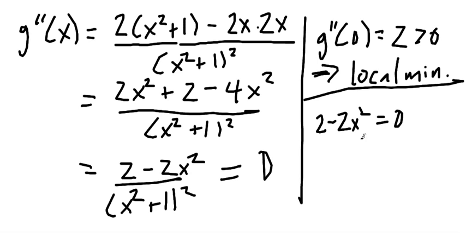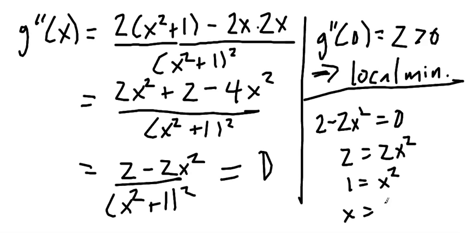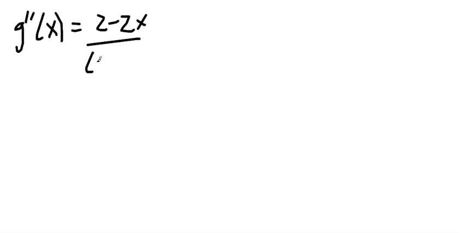There are a variety of ways to solve this. Why don't I add 2x squared to both sides, so I get 2 is equal to 2x squared. Divide both sides by 2, I get 1 is equal to x squared. Taking square roots, I get x is equal to plus or minus 1. Great. So again, just to write down the information that we had, g double prime of x is equal to 2 minus 2x squared over x squared plus 1 squared, and I know it's equal to 0 at x equal to plus or minus 1.